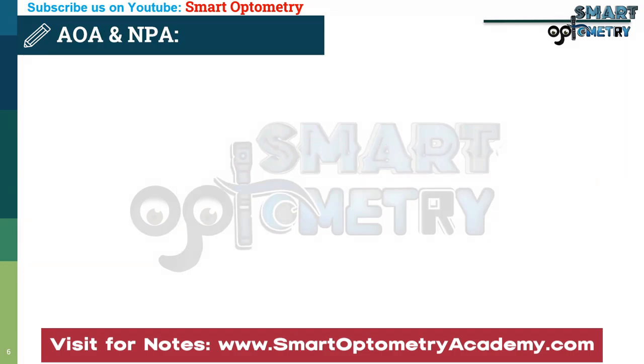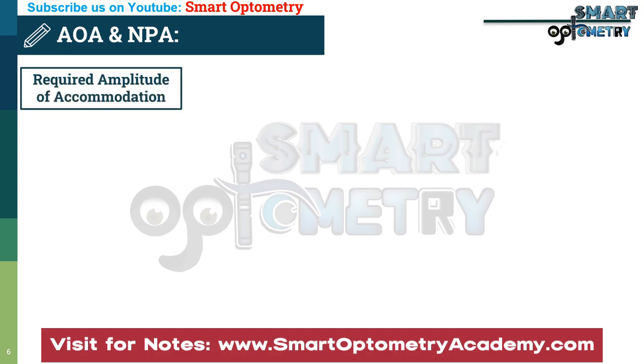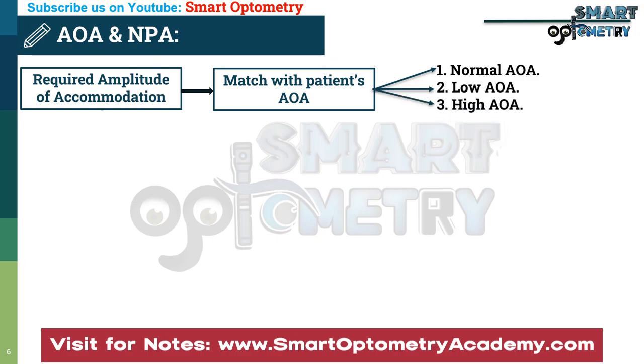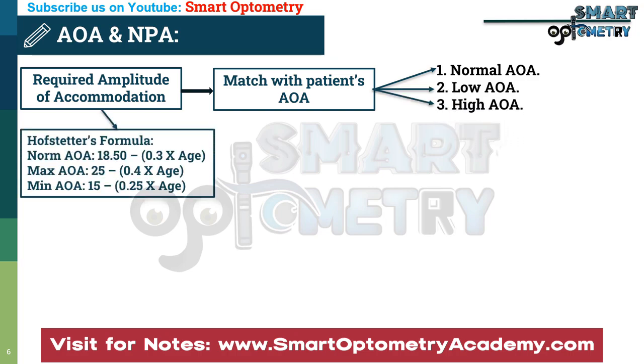Now let's see the first 2 tests, amplitude of accommodation and near point of accommodation. For a specific age group, we can identify the amplitude of accommodation and then match with the patient's amplitude of accommodation to identify whether the patient is having normal, low, or high amplitude of accommodation. Here are the Optometry formulas to identify amplitude of accommodation for a specific age group.